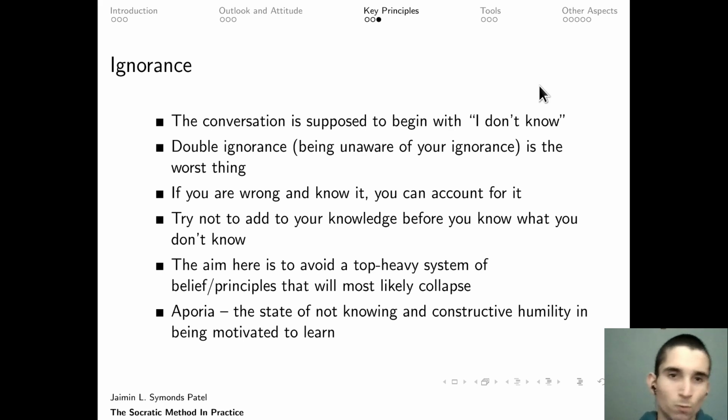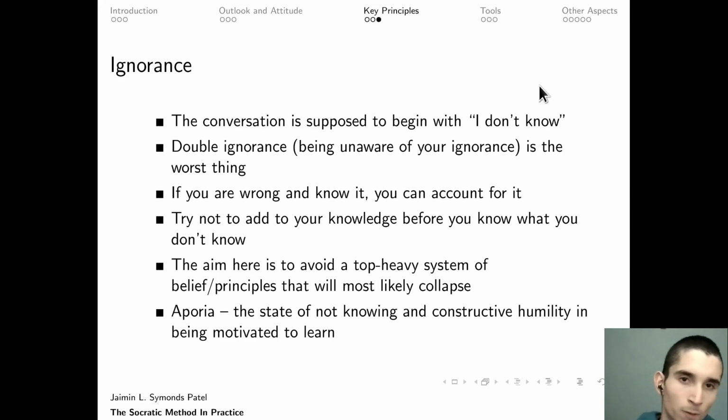So what we want to avoid is double ignorance. Double ignorance is the worst thing. That's being unaware of your ignorance. When you're unaware of your ignorance, that's when you say, "I know it all." That's when you get a character of arrogance. So you want to avoid that.